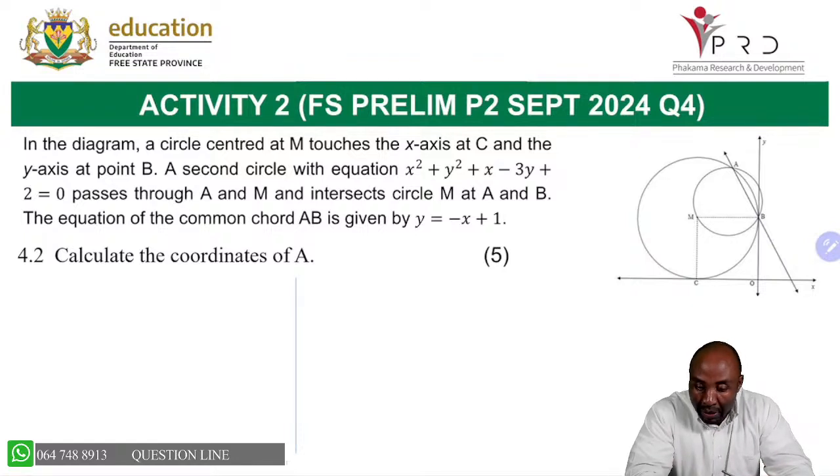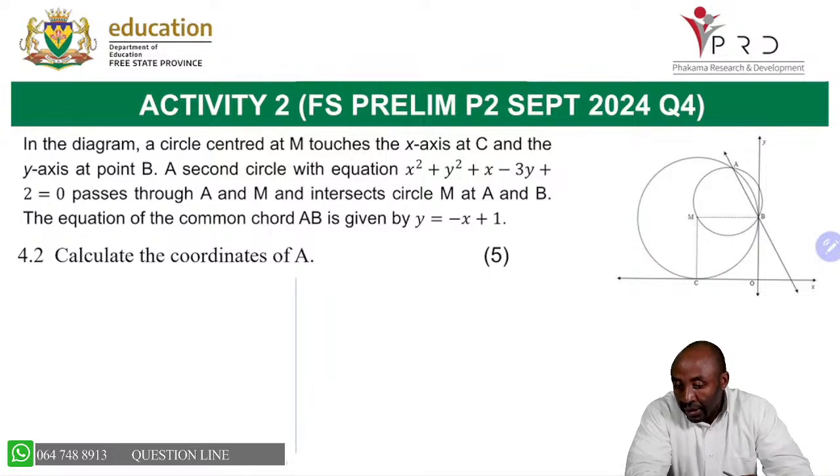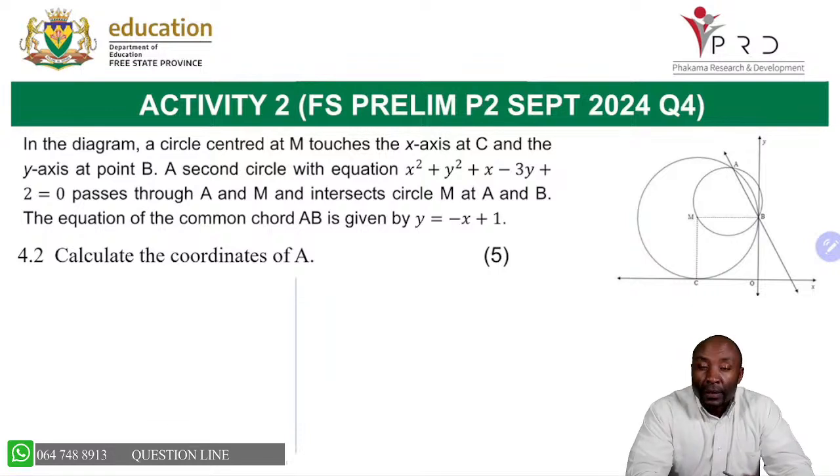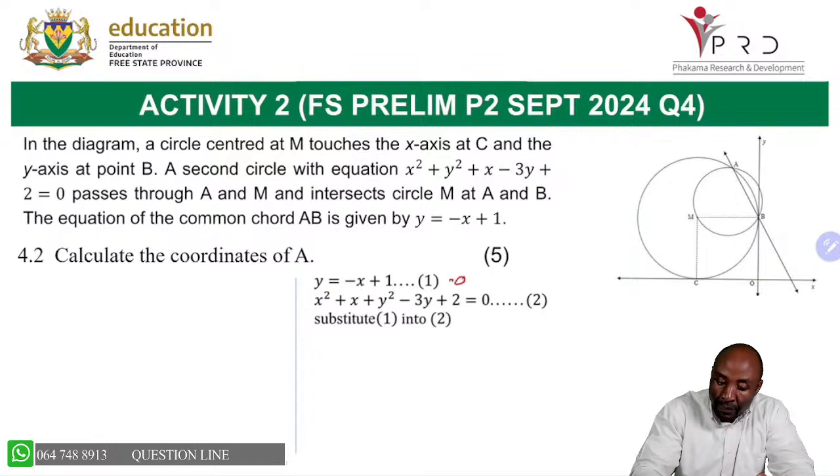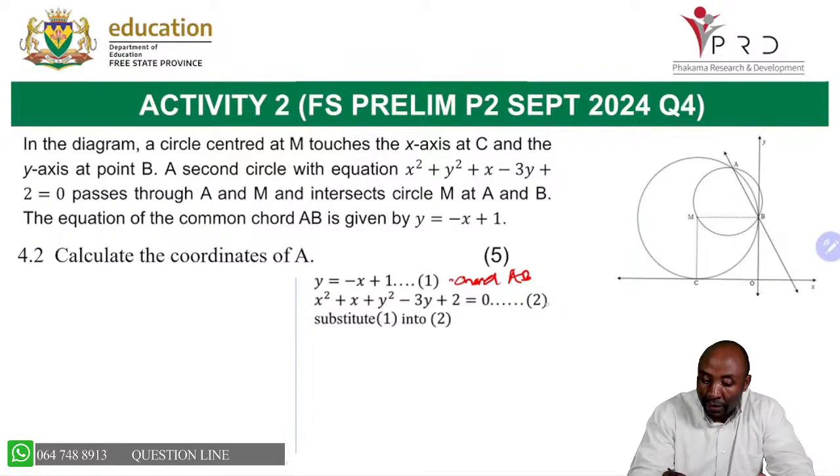We want to calculate the coordinates of point A. Remember, point A is on the common chord. How do we get the coordinates? Remember, this is a point of intersection between the two circles. So we have the equation of the smaller circle and we have the equation of a line. We are going to use those to help us find it. So our equation 1 is y is equal to negative x plus 1. This is the equation of the chord AB. And then we have the equation of the circle.